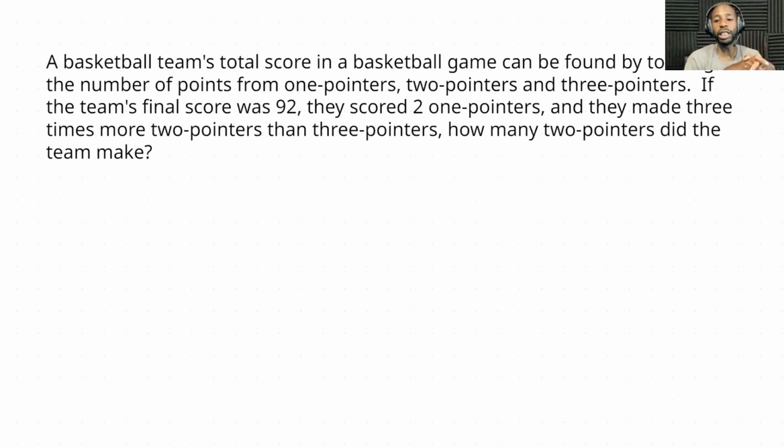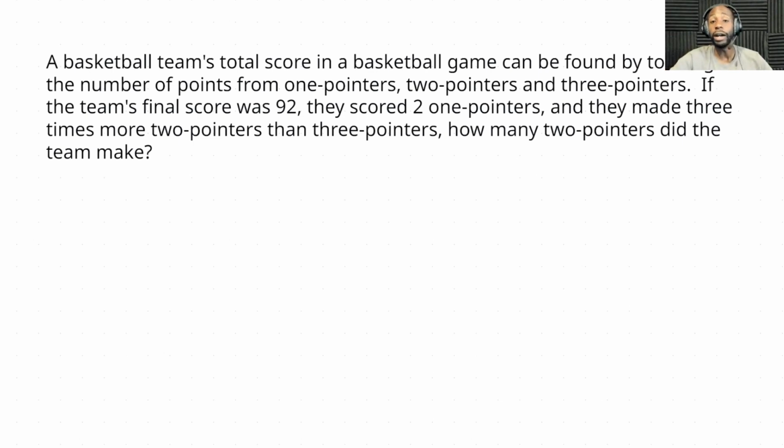Now, the problem reads as follows. A basketball team's total score in a basketball game can be found by totaling the number of points from 1-pointers, 2-pointers, and 3-pointers. If the team's final score was 92, they scored 2 1-pointers and they made 3 times more 2-pointers than 3-pointers. How many 2-pointers did the team make? Now, there's a whole lot of pointers going on here, but don't let it overwhelm you. Just read very carefully and see what they're asking you.